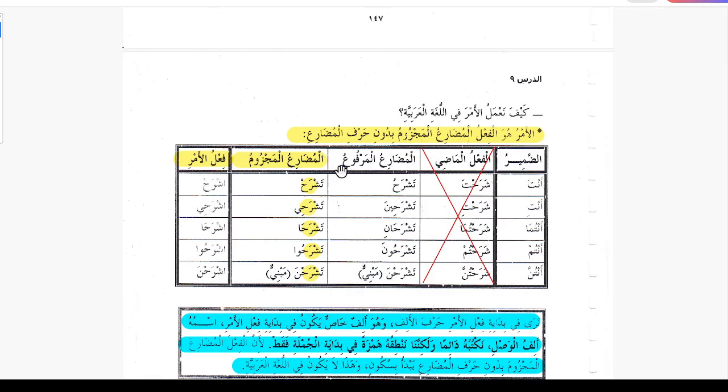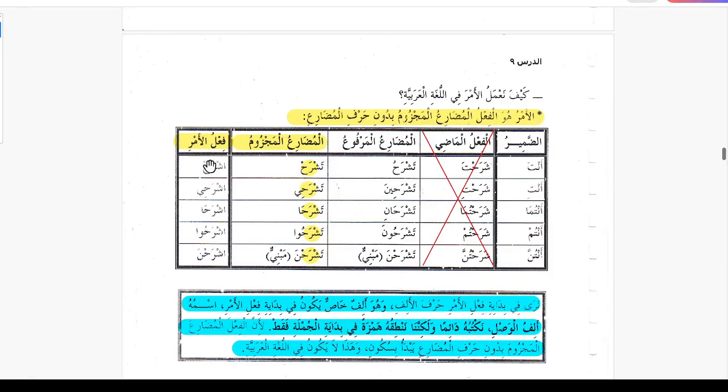sign of harful mudari'. We remove the ta, and then when we remove the ta, the first letter here is sheen, which has a sukun. We can't pronounce it, so we add hamza, hamzatul wasl, alif. We add this here. Now we're going to say ishrah. So why am I saying ishrah, not something else, u or a? Because in the fi'lul amr, it takes the sound of the second last letter, like the three root letters of sharaha: sheen, ra, and ha.